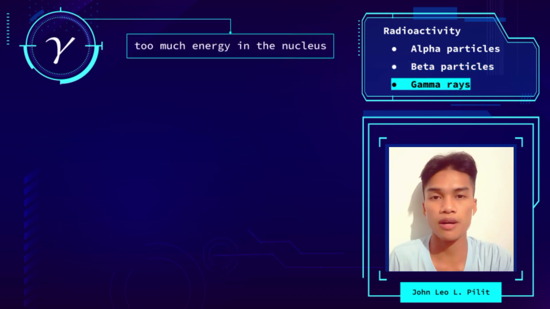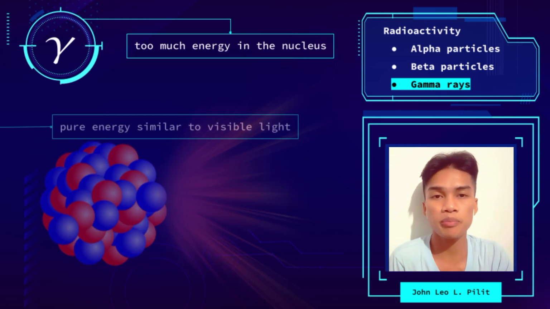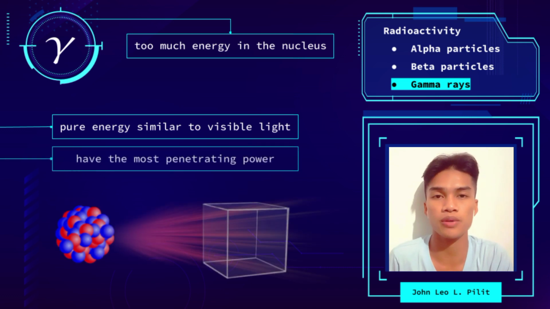Gamma rays, on the other hand, are emitted when there is too much energy, forcing the nucleus to emit such a ray, which discards great energy without changing any of the particles in the nucleus. Unlike alpha and beta particles, which have both energy and mass, gamma rays are pure energy similar to visible light. They have the most penetrating power among the 3 and can pass through barriers where alpha and beta particles cannot.